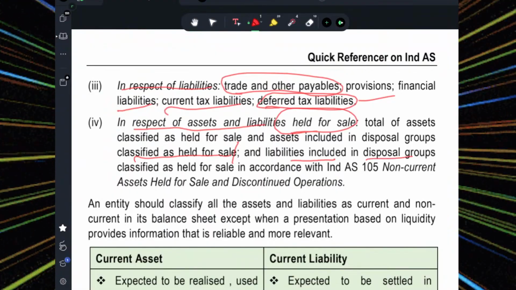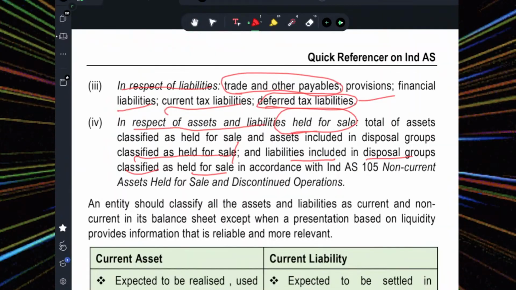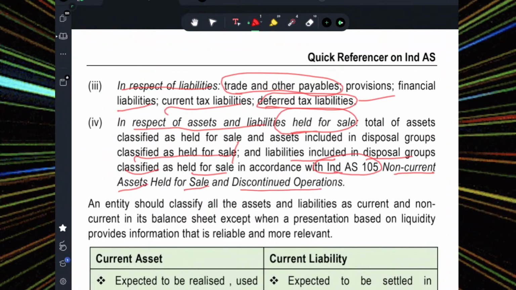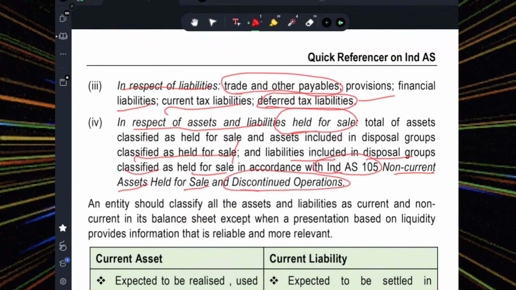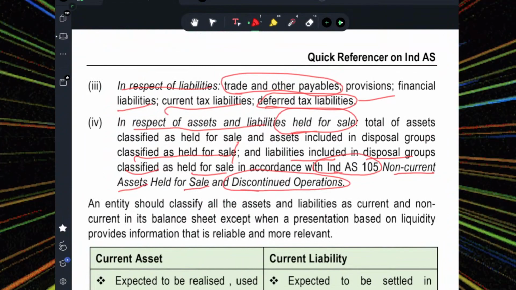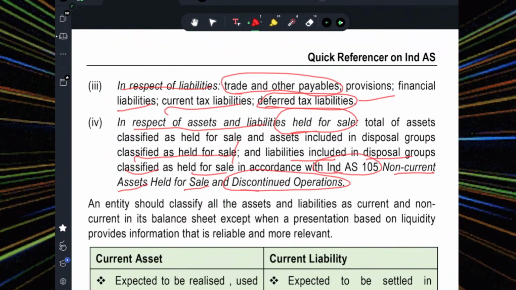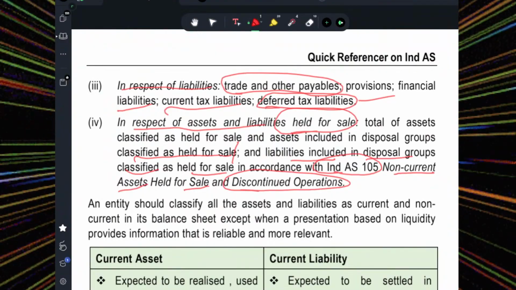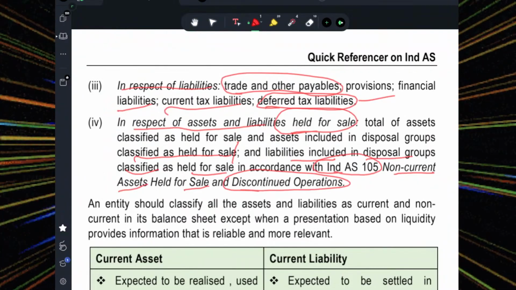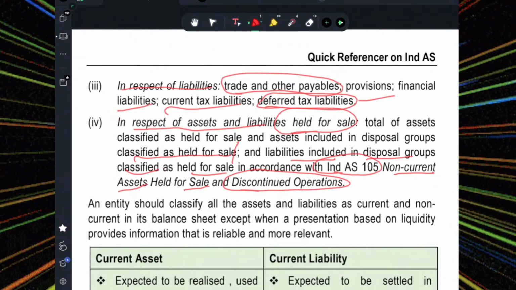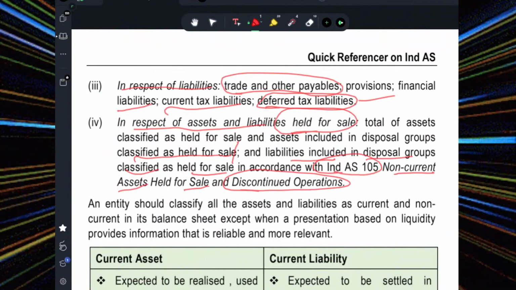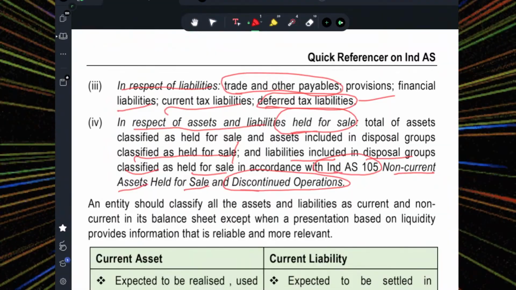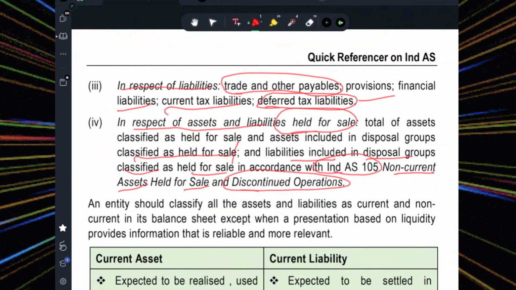And liability included in disposal groups classified as held for sale in accordance with Ind AS 115, non-current assets held for sale and discontinued operation. So I'm going to sell that asset. After closing it, I need to discharge a liability that is due to the asset held for sale. What is that? I need to pay the property tax. If I have a building where I discontinued operation, I'm going to sell the furniture and utilities there, buildings, sofas, everything.